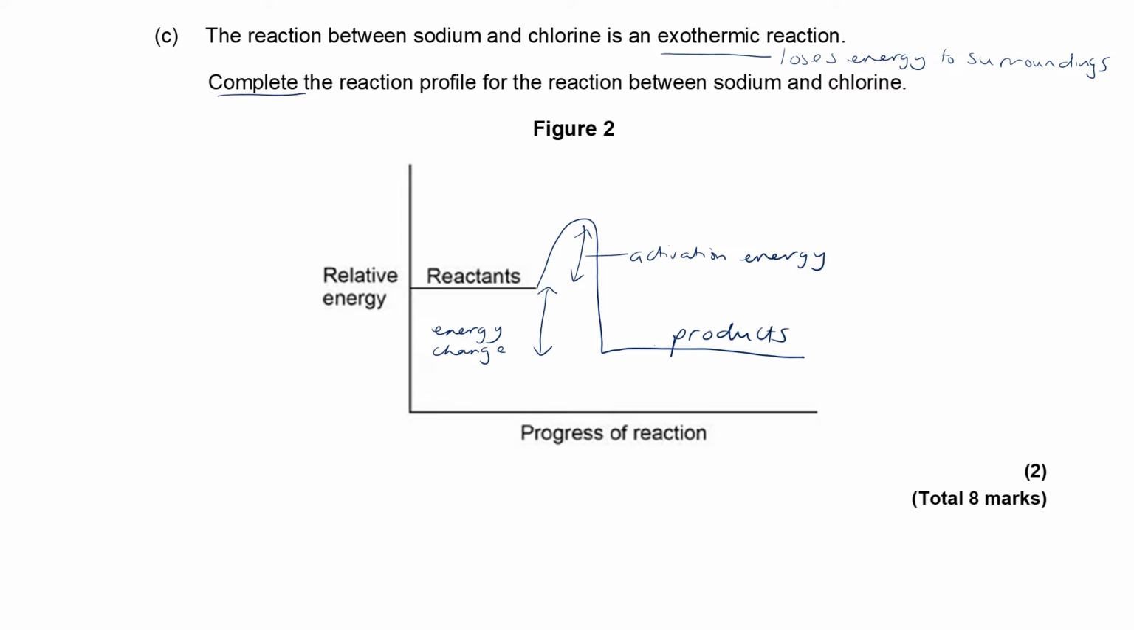And I know there's a hump in between, so I just connect the lines. I've labeled everything that I can remember, the energy change, the activation energy. And when I check the mark scheme, I'm only getting marks for the fact that the product line is lower than the reactant line and that I have joined it with a hump. So those are the 2 marks that I get.